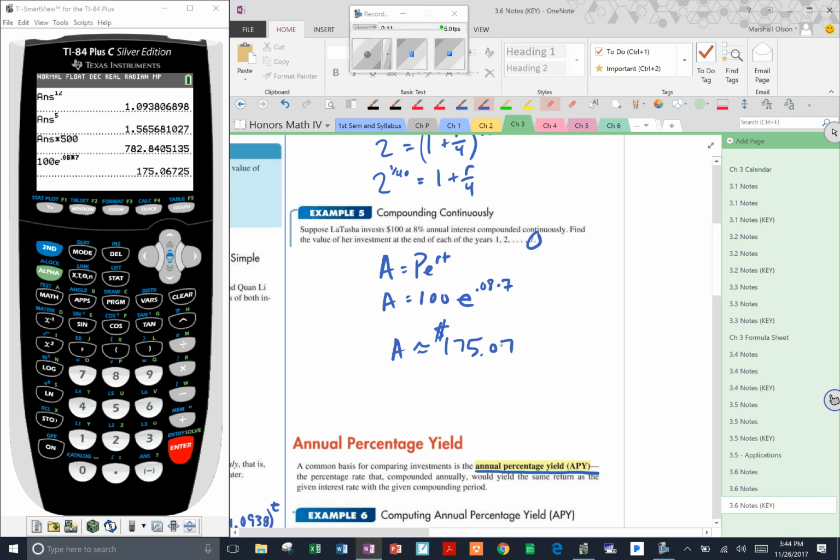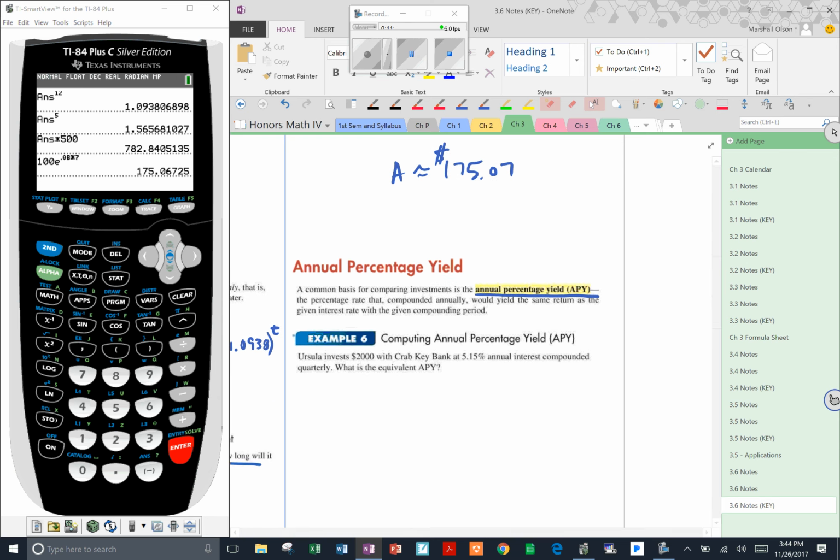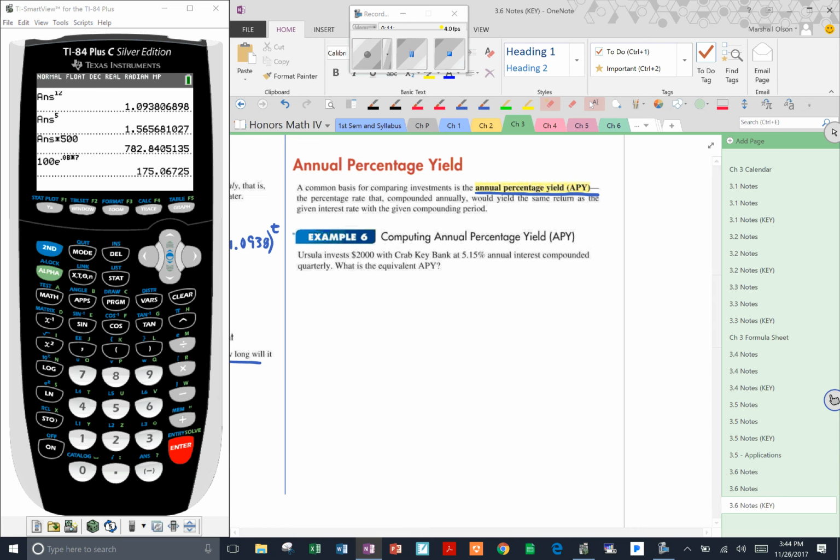Make sure if this were like a quiz, we'd be answering with the dollar symbol. Actually, if it's your homework anyways, we'd be putting a dollar symbol for the money that it's representing. All right, our last thing here, annual percentage yield.